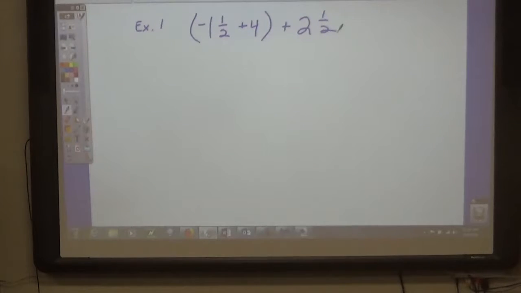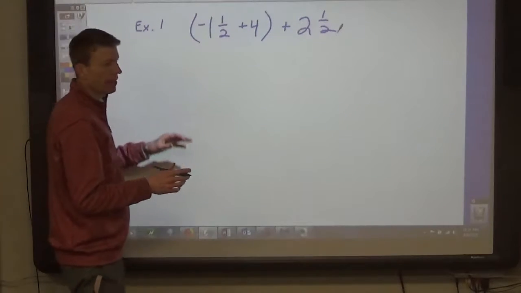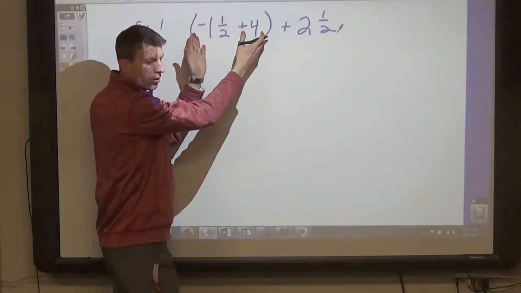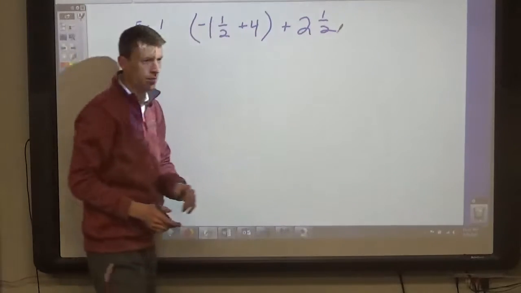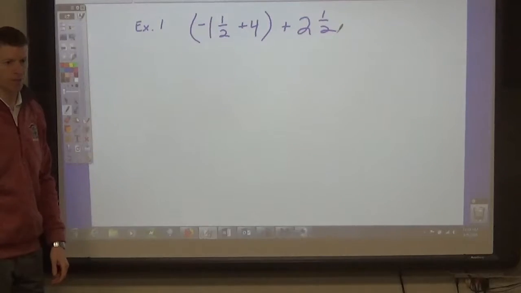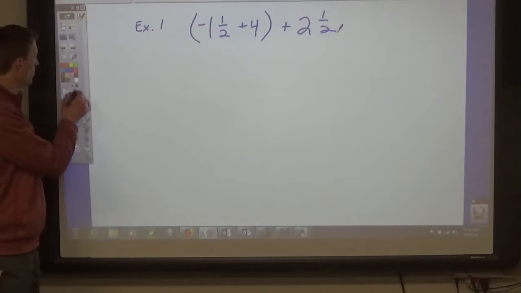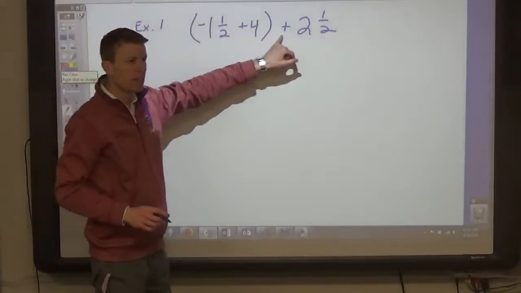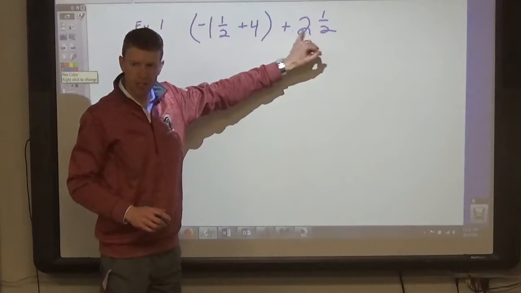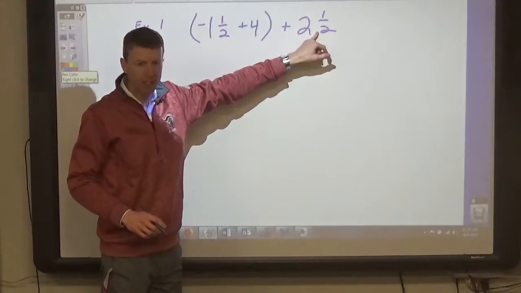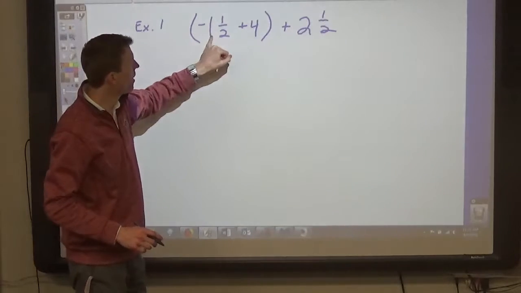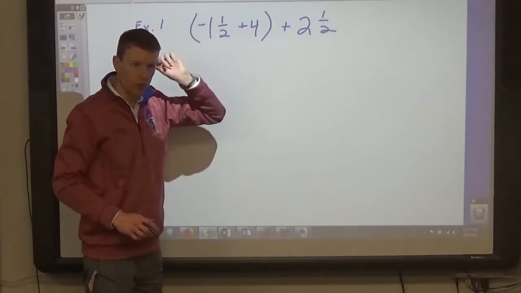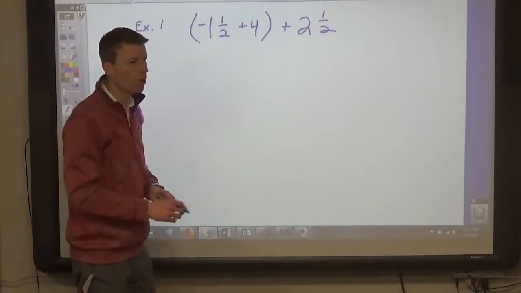Now, using the associative property, we could either do this in this order, or we could move the parentheses and do them in that order. And what this example suggests is to add these two first, because that would be easier and faster than adding negative 1/2 plus 4 and then adding it to 2.5. Here's why.